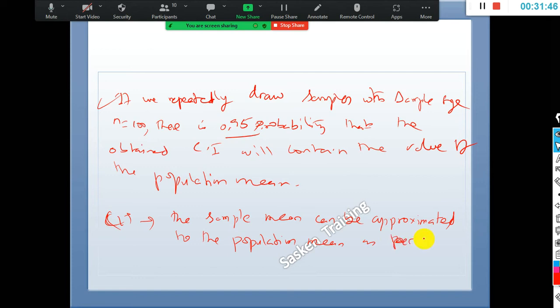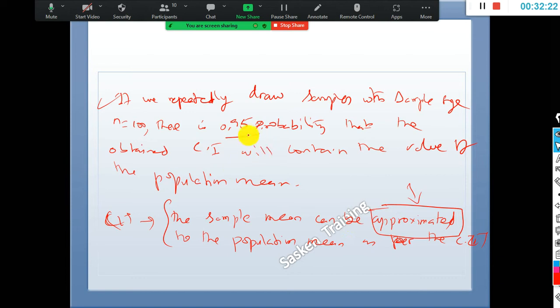As per the central limit theorem, that is the reason we don't want to do heavy lifting by drawing multiple samples and finding the confidence interval for each sample. We are not doing that because the sample mean can be approximated to the population mean as per the central limit theorem. You need to remember this. This is very, very important. It is an approximation, not the exact value. That is the reason we are giving the interval.